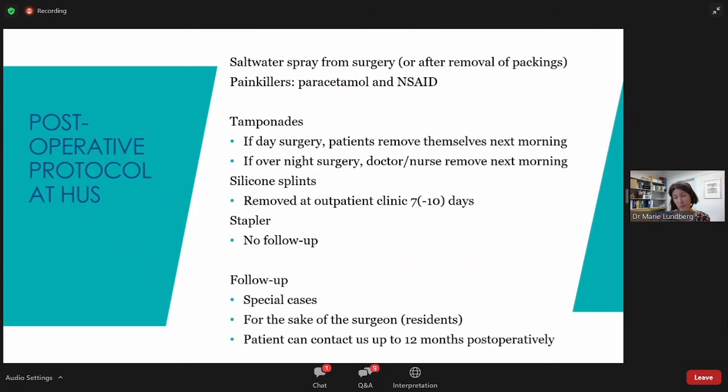Silicone splints are removed after a week, and with the stapler, it depends on the surgeon, but nowadays we don't really have any, we don't take them up for follow-up at all, the staplers, if there is no problem during surgery, or then if the surgeon wants to see the patient, him or herself, just for the sake of learning. But me, I have done quite a few of these. I don't usually take the staplers for follow-up. They are allowed to call me if they have any problems, and they do so.